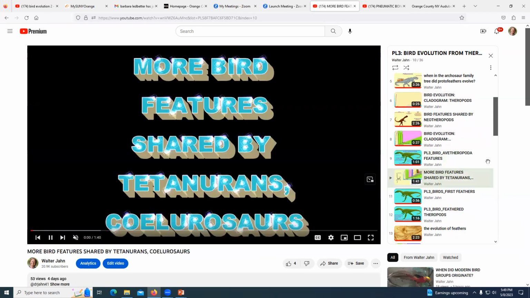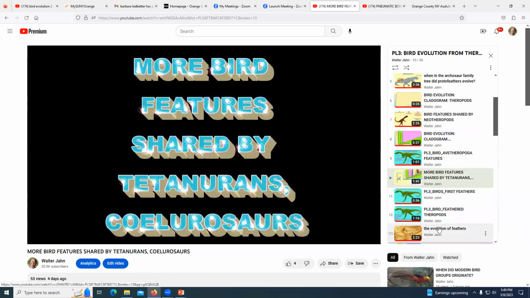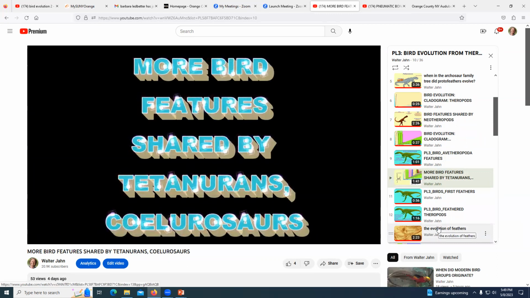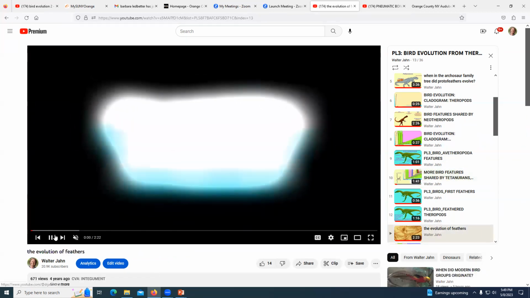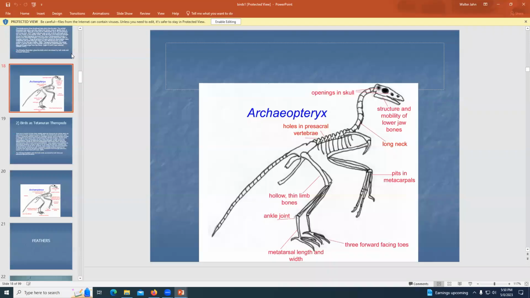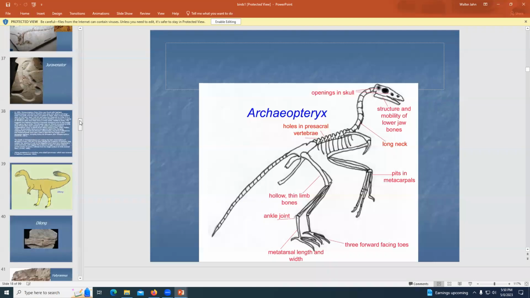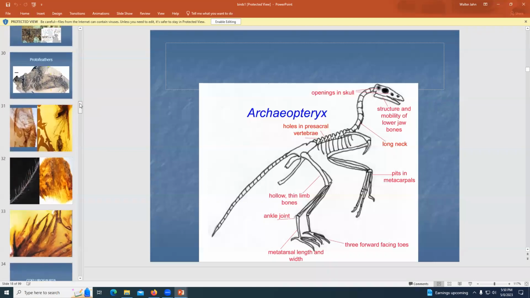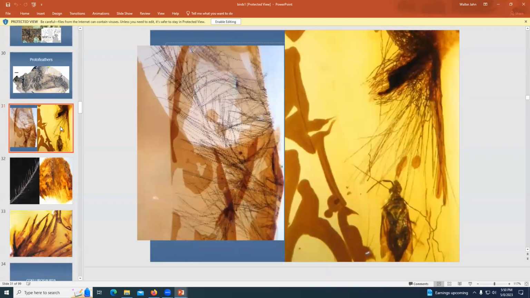So Avetheropoda starts getting a lot more traits, including feathers. All right. So feathers were once thought to be something that we see only in birds. And a few of you had that on your list: feathers are for birds.